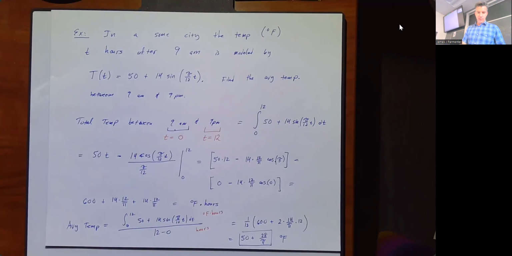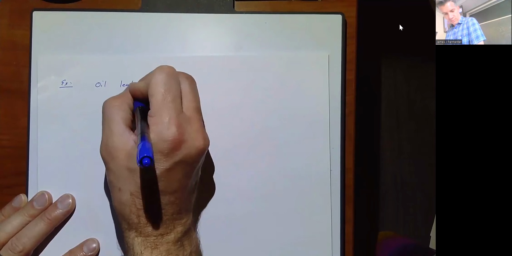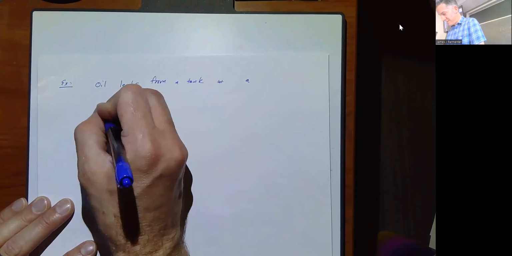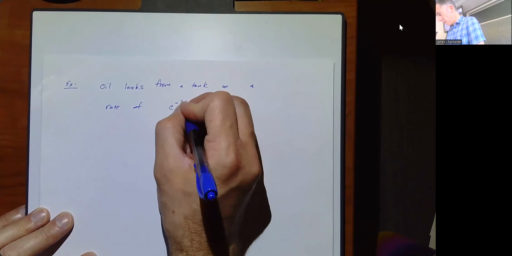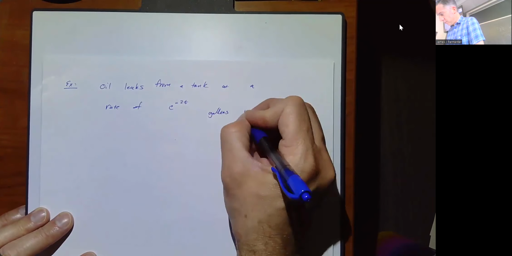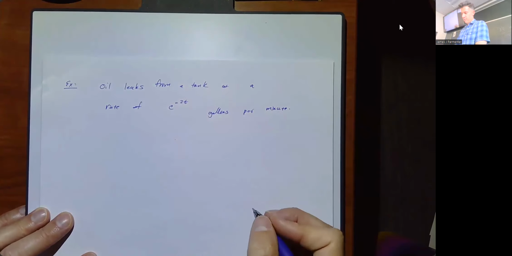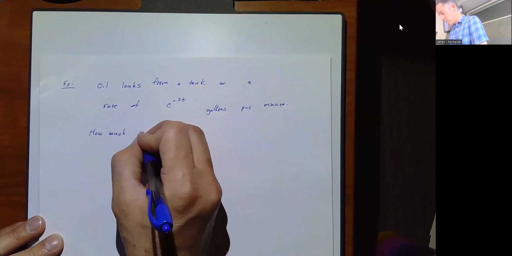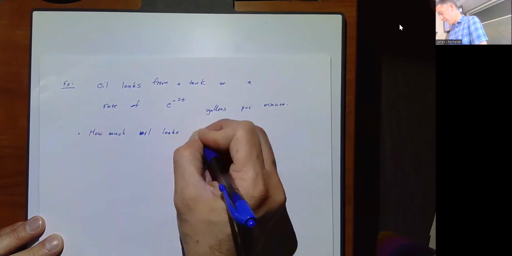Let's look at a few more examples here. So oil leaks from a tank at a rate of e to the negative 2t gallons per minute. How much oil leaks in the first hour?